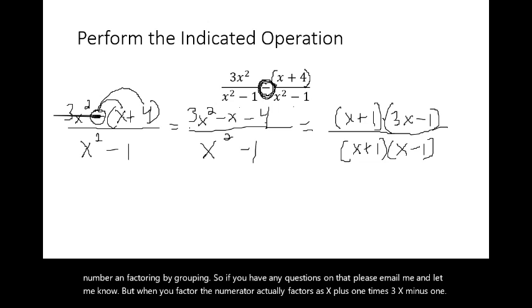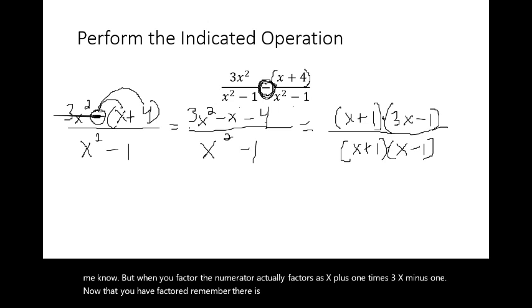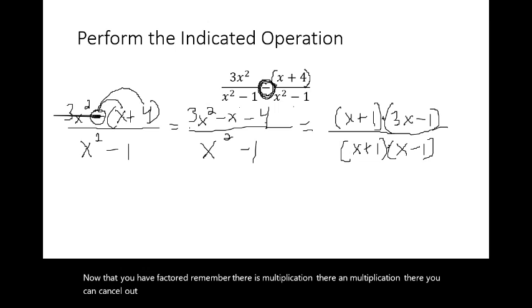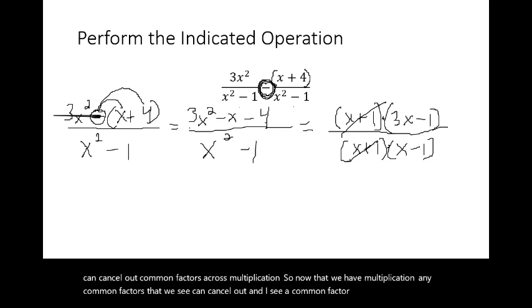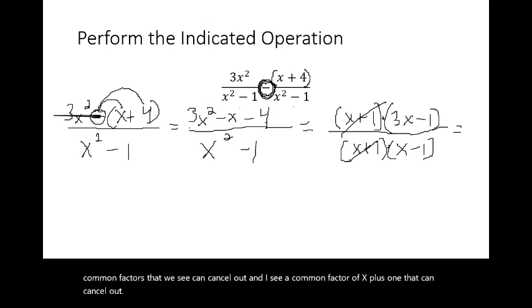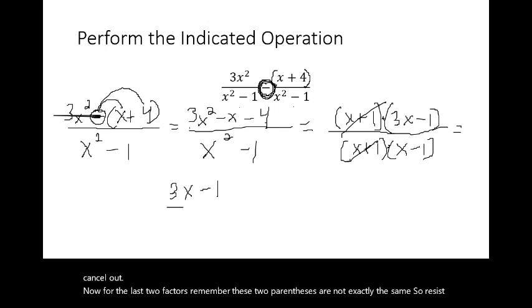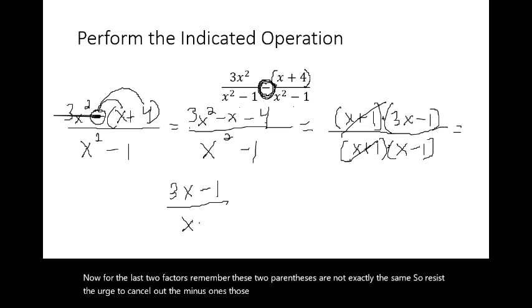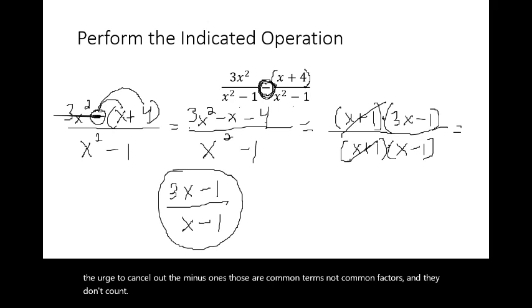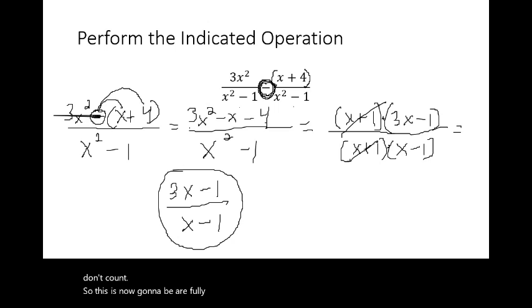Now that you have factored, remember there's multiplication there and multiplication there. You can cancel out common factors across multiplication. So now that we have multiplication, any common factors that we see can cancel out, and I see a common factor of x plus 1 that can cancel out. Now for the last two factors, remember these two parentheses are not exactly the same, so resist the urge to cancel out the minus 1s. Those are common terms, not common factors, and they don't count. So this is now going to be our fully simplified final answer.